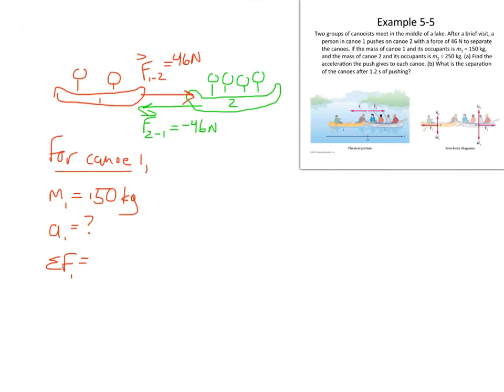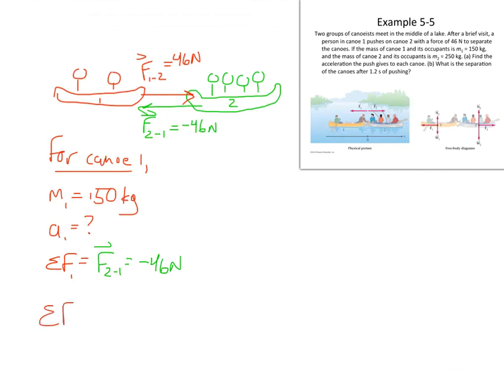So even though it's canoe 1, it's receiving a reaction force of negative 46 newtons. In fact, you know what? I'm going to draw this. I'm going to write force from 2 to 1. It's being applied to canoe 1 of negative 46 newtons. Well, we can solve for acceleration pretty easily.